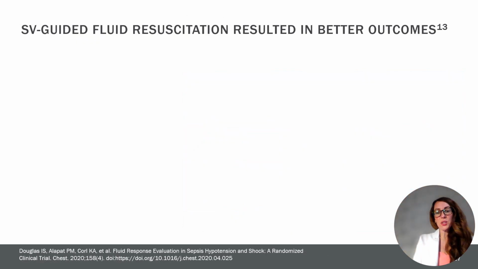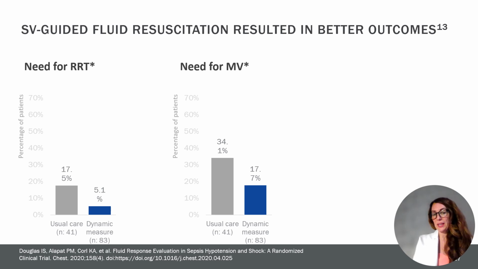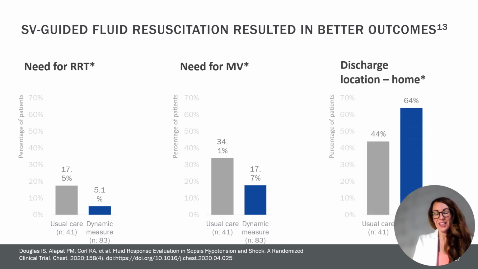All right, so similar to what we saw in the KU study, we saw less need for renal replacement therapy, less need for mechanical ventilation. The other endpoint that I want to talk about is that more patients were likely to be discharged home as opposed to skilled nursing, which is really, really powerful if a patient doesn't have to go to a skilled nursing facility.